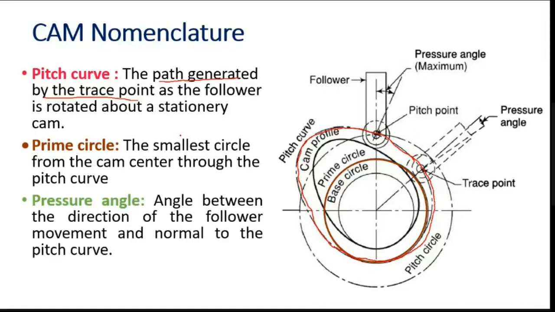The next one, pressure angle. The angle between the direction of the follower movement and the normal to the pitch curve is called the pressure angle. The pressure angle will change based on the location on the profile. Wherever it is located, your pressure angle will differ. For example, if I consider here, your follower is moving like this. You can see here, your follower is moving like this. Let me change my color.